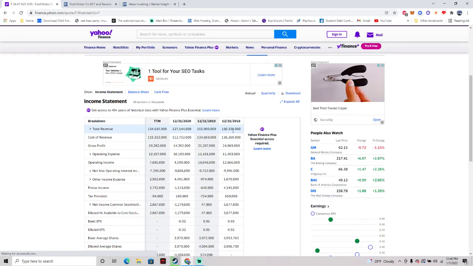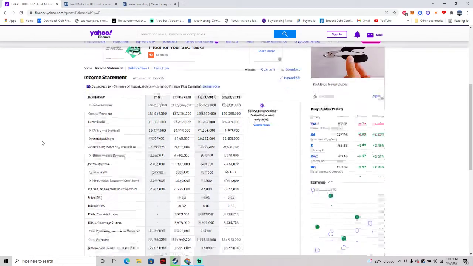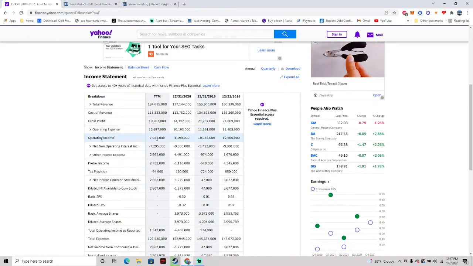So we come over here, we see from 2018 to now 160, 155, 127, 134 billion for total revenue. And then the cost of that revenue is pretty high, 136 billion, 134 billion, 112 billion, 115 billion. So we see the total profit they got: 24, 21, 14, 19. We see more operating expenses, so then operating income would be the gross profit minus the operating expense.